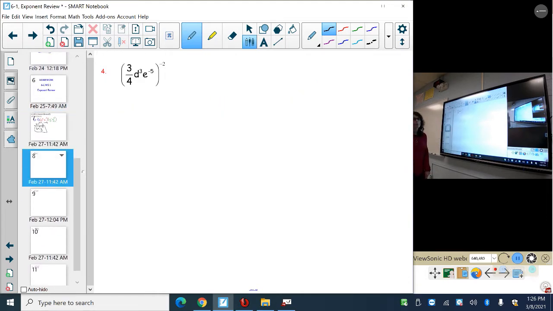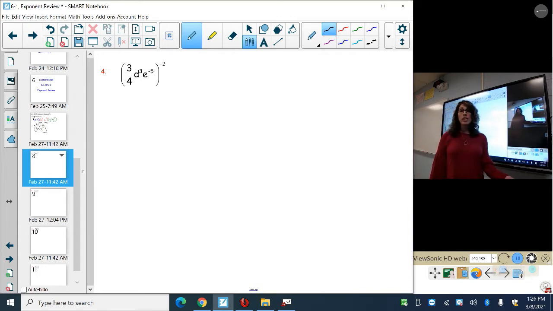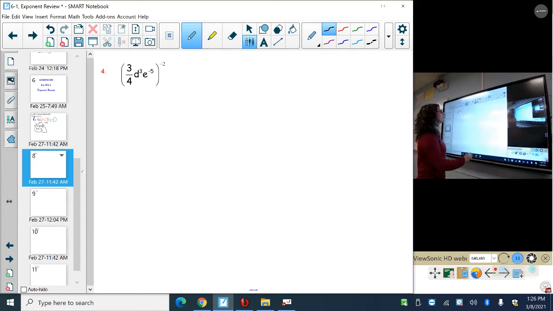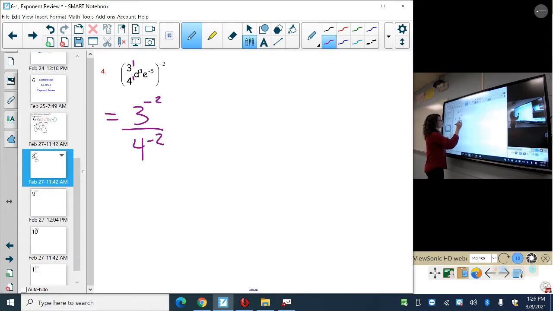Next, number 4. Same thing. Do I have an exponent on the outside? Yes, I do. So I'm going to look for my phantom exponents on the inside that I'm missing. I'm missing an exponent on the 3, and I'm missing an exponent on the 4. The D has an exponent already, and the E has an exponent already. Now that negative 2 is going to go to every single term inside there by multiplication.